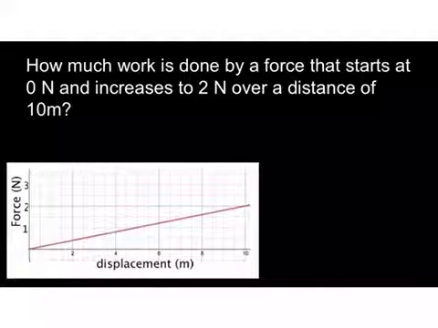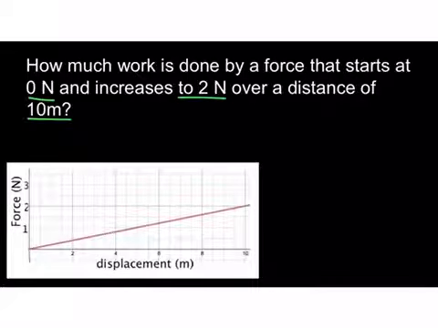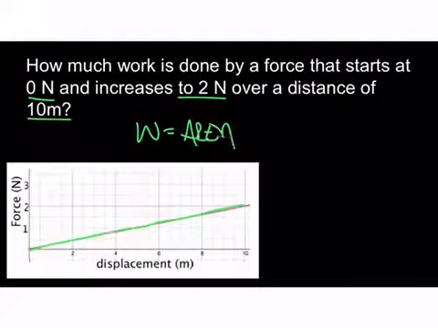So let's go back to that question that we had at the beginning where I said your force is going to change now. It's going to start at 0 newtons and go to 2 newtons at a displacement of 10 meters. So that graph starts at 0 and it goes up to 2 newtons over the 10 meters. And we now know that the work is equal to the area. So we get the area of this. The area of what exactly?